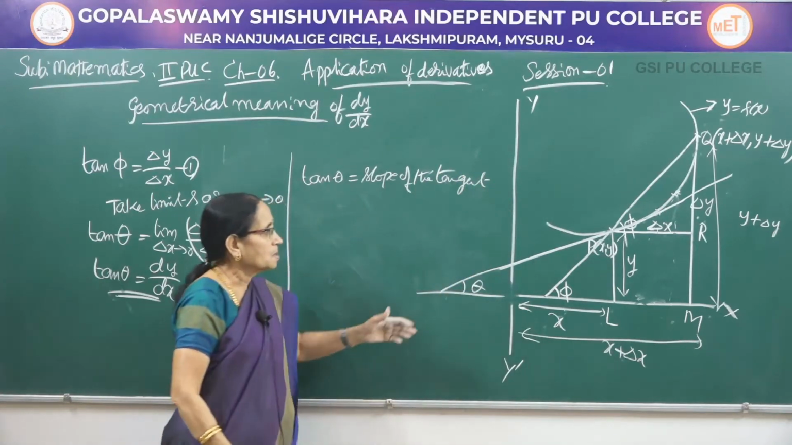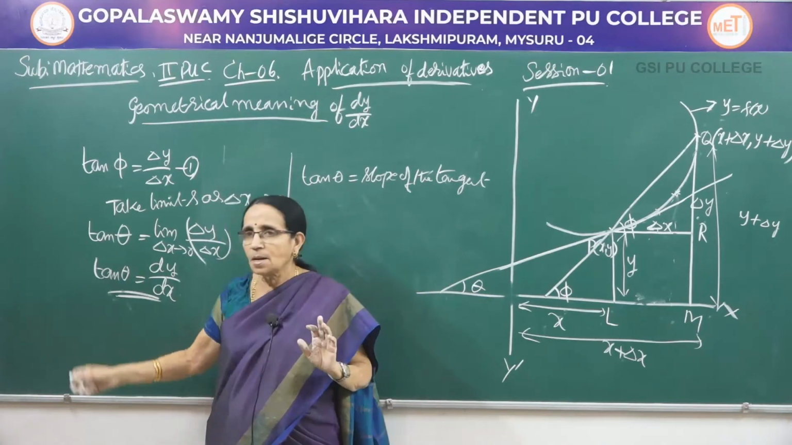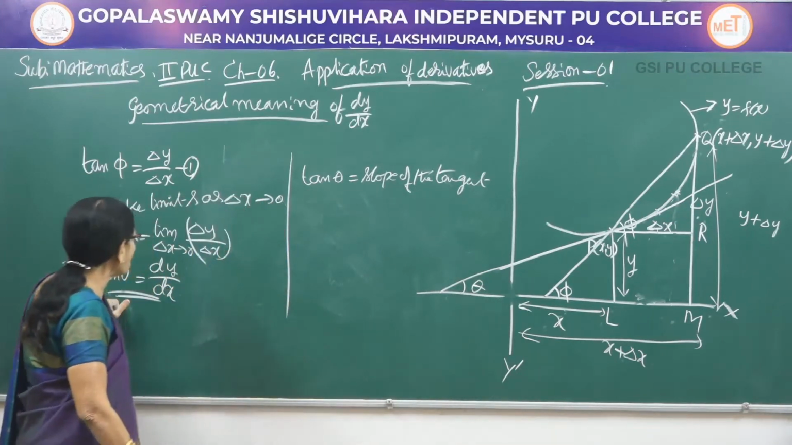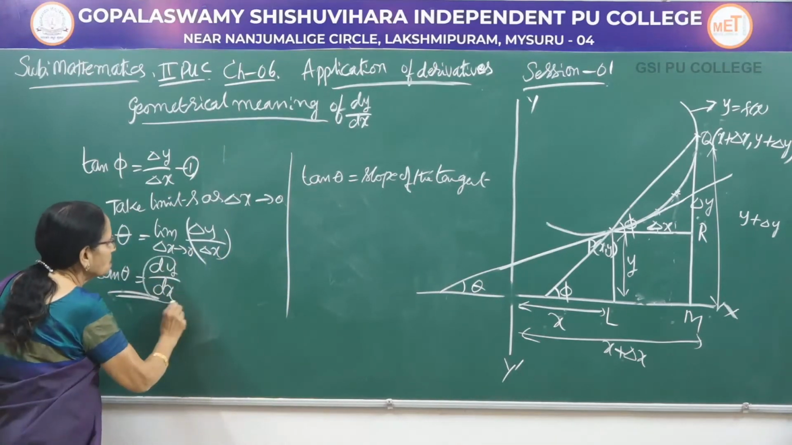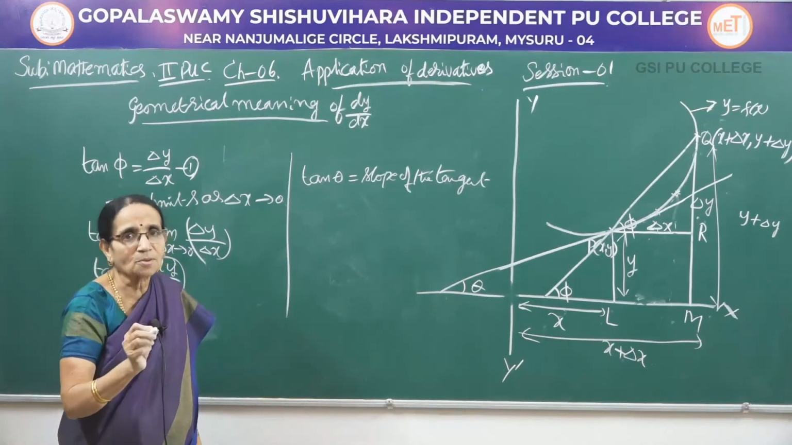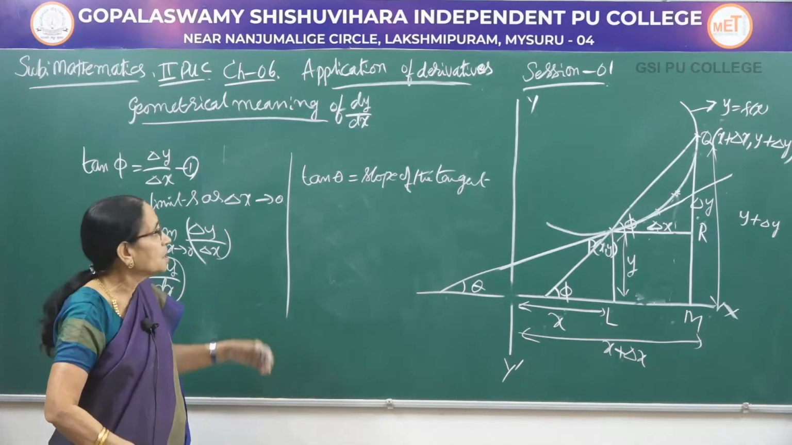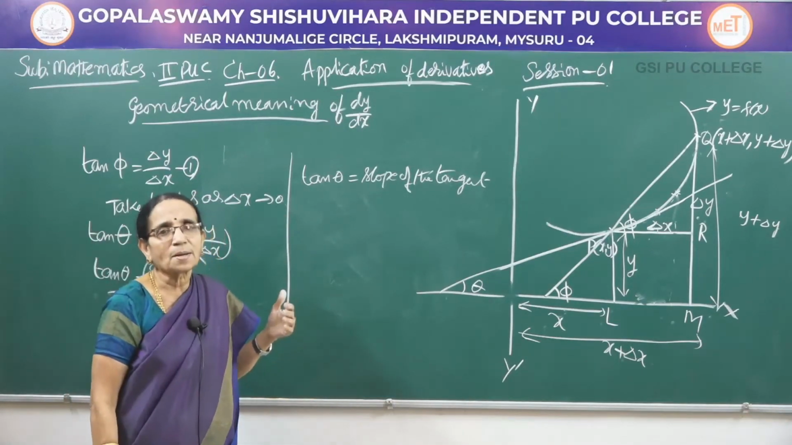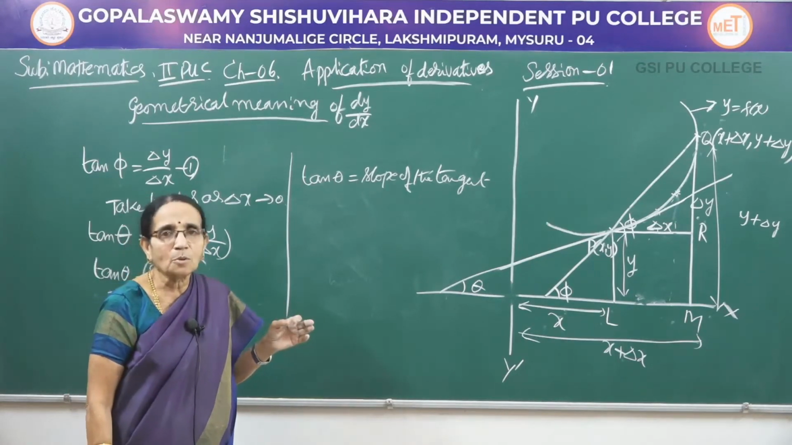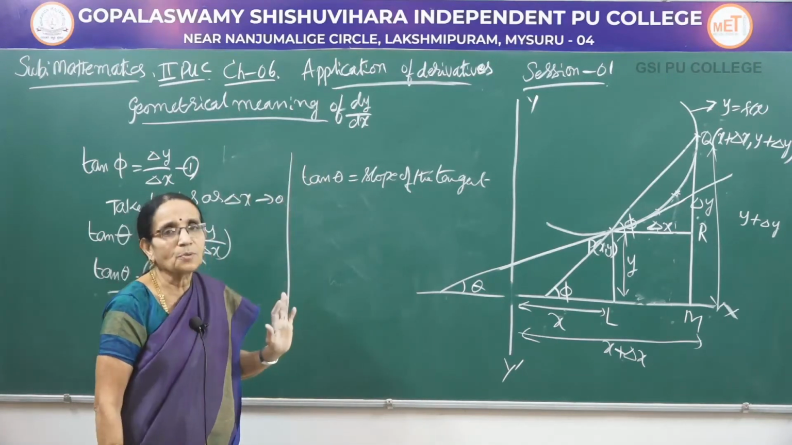We have seen that the angle theta is made by the tangent, therefore tan theta, what we have obtained here, gives you the slope of the tangent. So, the left hand side is the slope of the tangent. So, what do you mean by this dy by dx? Dy by dx geometrically means the slope of the tangent. So, wherever we calculate the value of dy by dx, we can definitely say that it gives the slope of the tangent. That is the geometrical meaning of dy by dx.